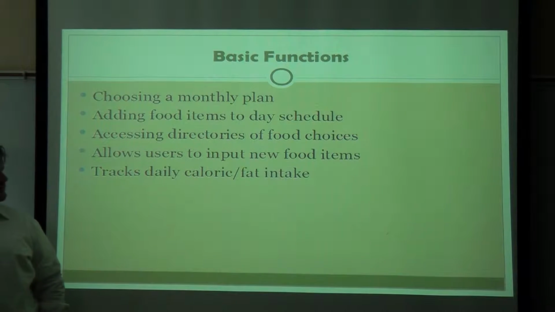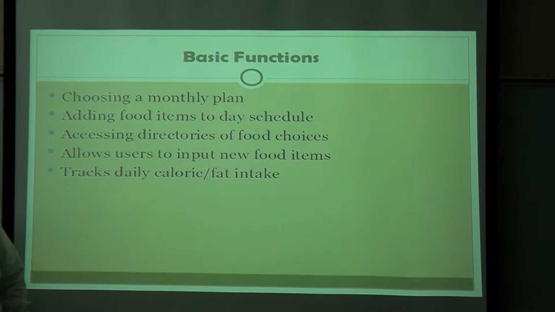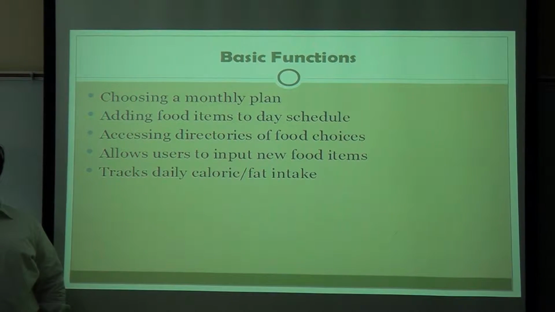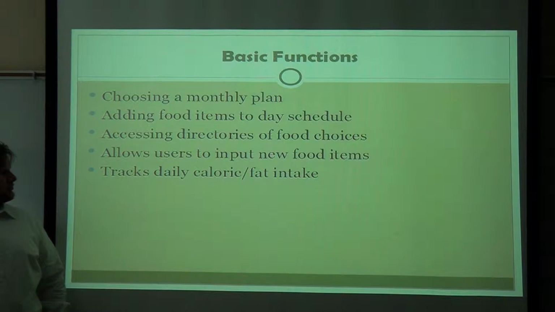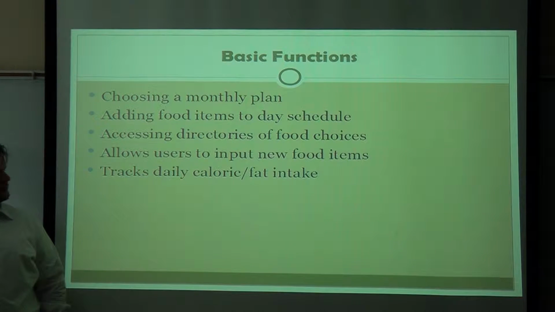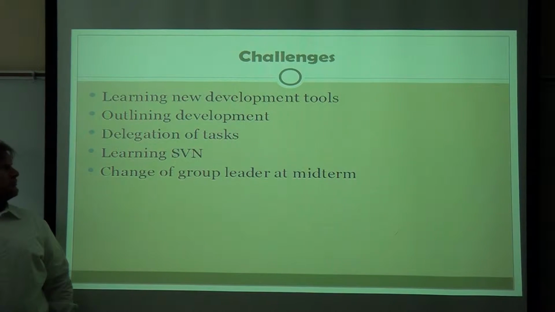The basic functions of Nutrix are to choose a monthly plan, which is made up of 28 to 31 days. And to those days you have breakfast, lunch, and dinner. And you can add food items to your menus, and food items are accessed from a database. You can add new food items, and you can also remove existing ones or edit them if you so choose. And as you're using the program, it tracks caloric and fat intake and displays it to you.